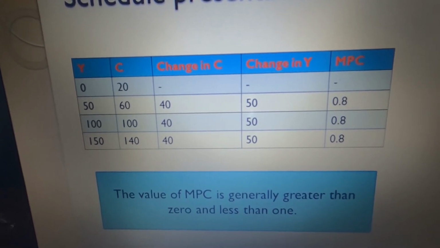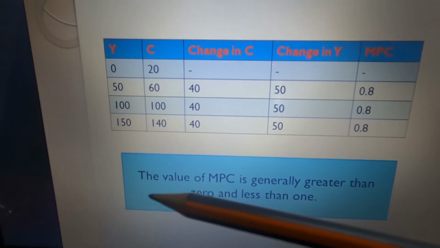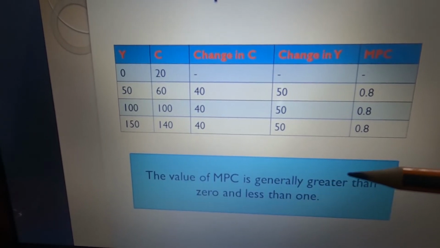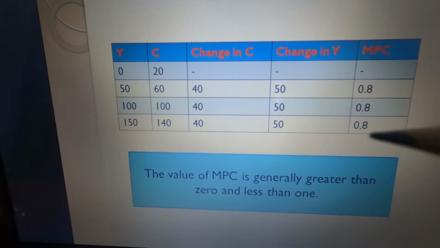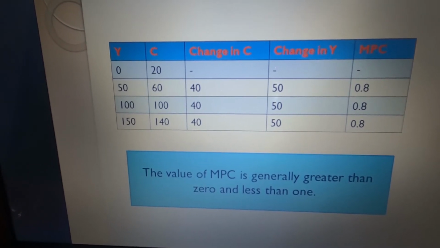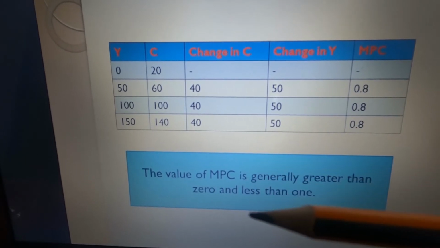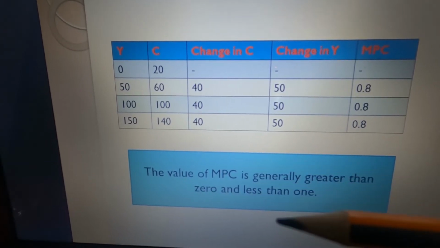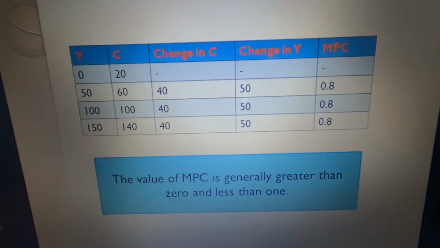So this we have studied in consumption function. Now we will see here, what will be the value of MPC? The value of MPC is generally greater than 0 and less than 1. So when you are calculating MPC, usually you will get an answer which is greater than 0 and less than 1. So see here, we are getting here 0.8.